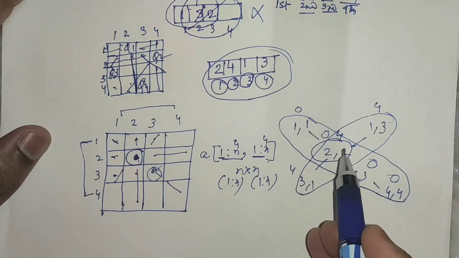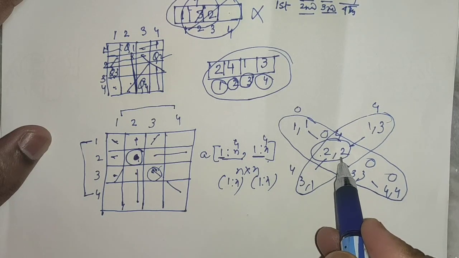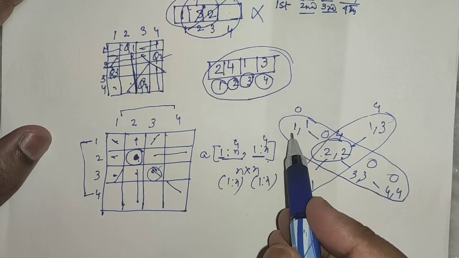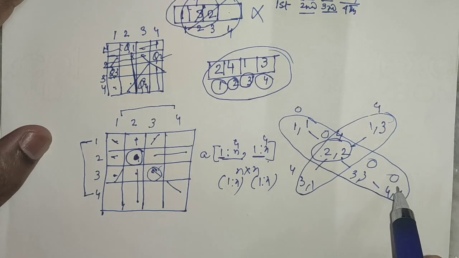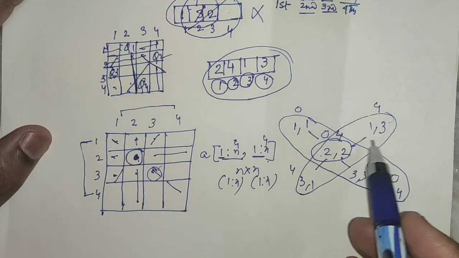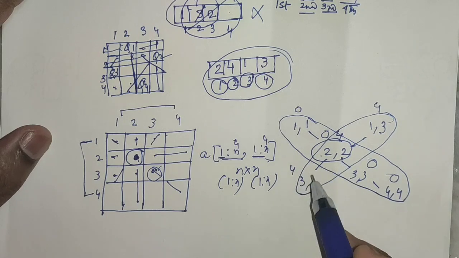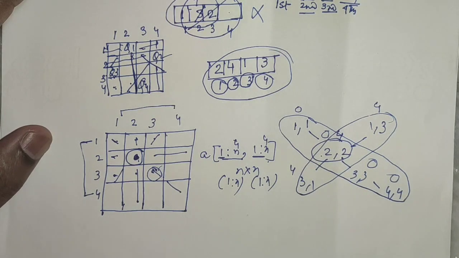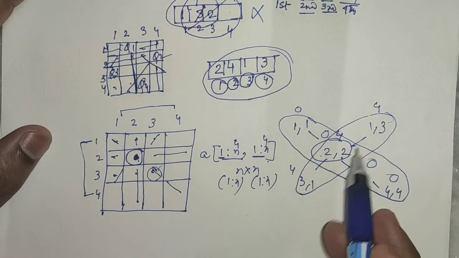So if a queen is placed at row number 2 and column number 2, no other queens can be placed at row number 1, column number 1, because it is a diagonal clash. Row number 3, column number 3 is again a diagonal clash, and row number 4, column number 4 is again a diagonal clash. Similarly, row number 1, column number 3 is blocked due to 2, 2, and row number 3, column number 1 is also blocked due to this queen 2, 2. That means no other queens can be placed at these cells.